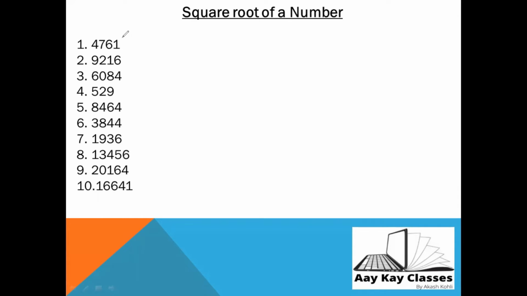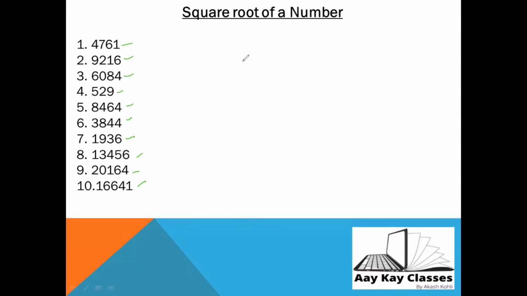These are the numbers I have written here. These are 10 numbers, and I need to find the square root of all of these. First of all, I need to find which numbers are perfect squares. You can see most of the numbers end in 1, 4, 6 and 9. So why did I take all these numbers?